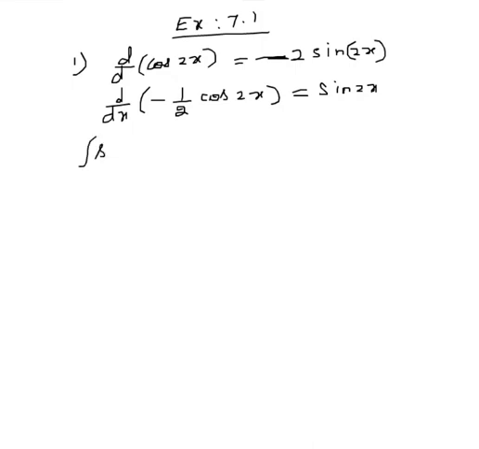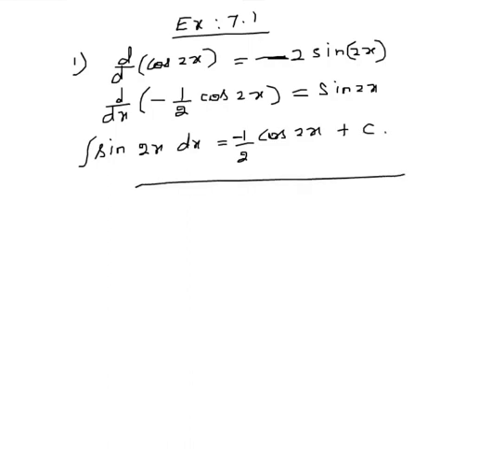Therefore, antiderivative of sin 2x, that is integral of sin 2x with respect to the variable x, is minus cos 2x divided by 2, and we have to write the constant of integration plus c. Now let us do the sums directly. Integral of cos 3x dx. Integral of cos is sin 3x, but for integration we have to divide by the coefficient of x, plus c.